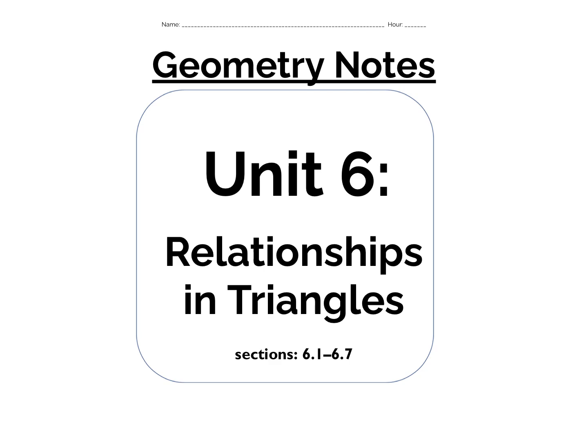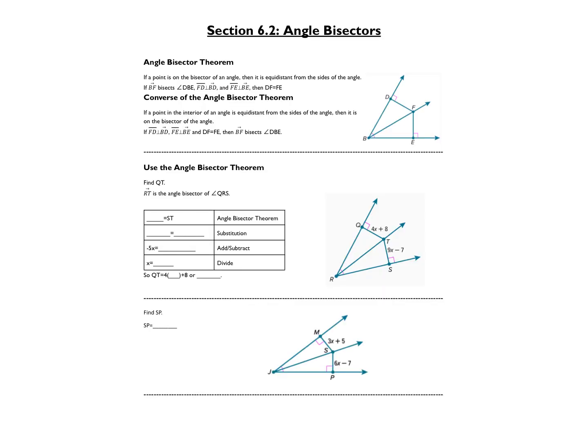All right, today we are moving on in Unit 6. Today, instead of perpendicular bisectors, we're talking about angle bisectors. An angle bisector is a line, a segment, or a ray that cuts an angle exactly in half and creates two congruent angles on either side of it.